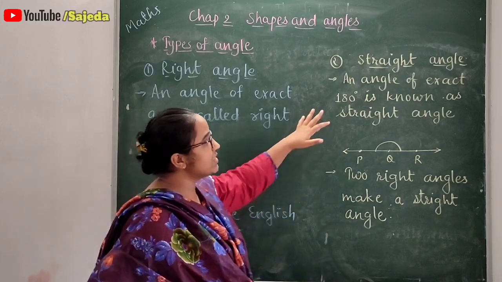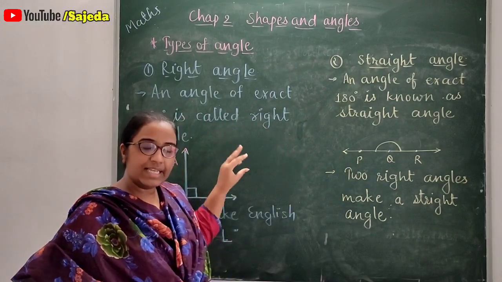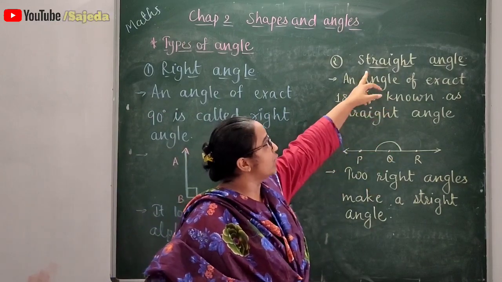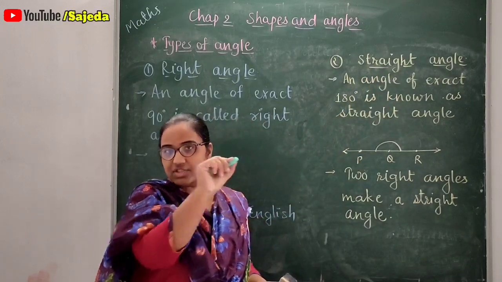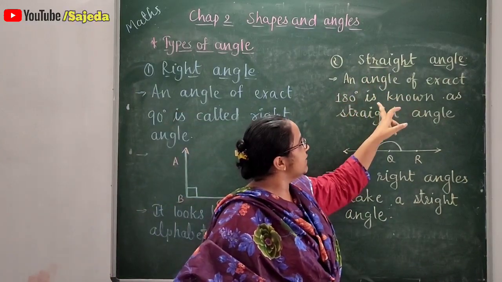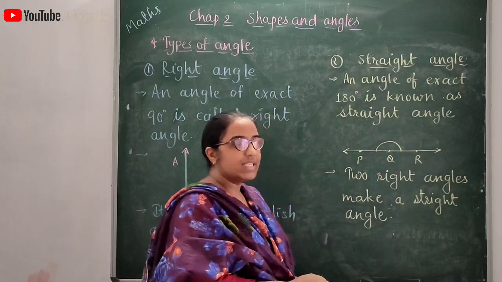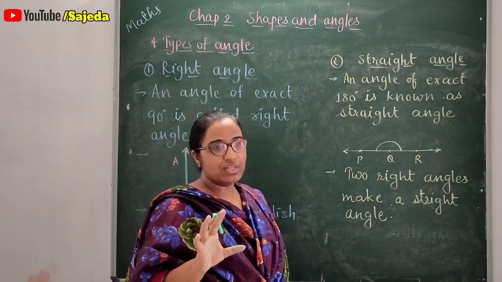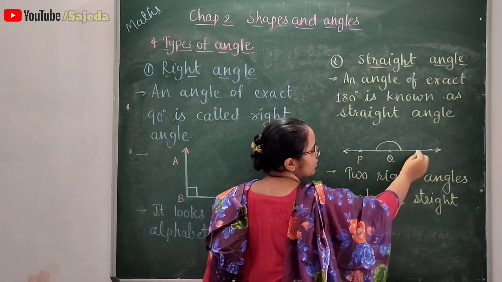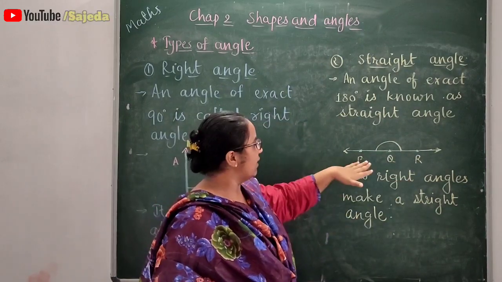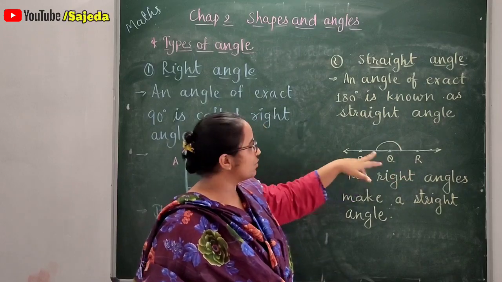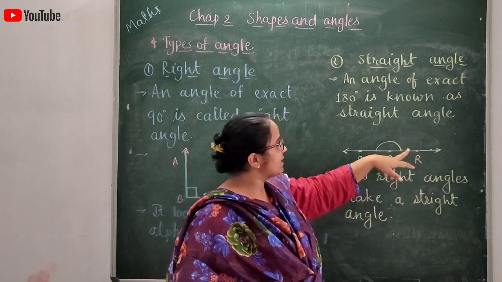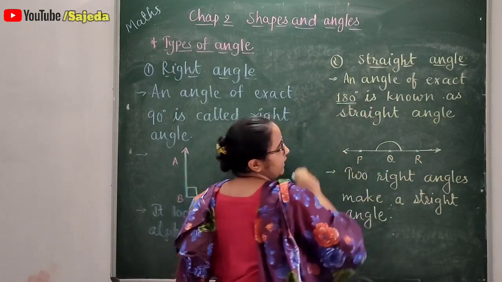Now the next angle is the straight angle. The right angle has a fixed measurement, and this angle also has a fixed measurement. From the name of the straight angle itself you should understand that straight means a straight line. An angle of exact 180 degrees is known as a straight angle. You can see here I have drawn one straight line. But only a line is not called a straight angle. It should also have 3 points, only then does it become a straight angle. So here this straight line having 3 points P, Q, R is a straight angle. Its measurement is exactly 180 degrees.